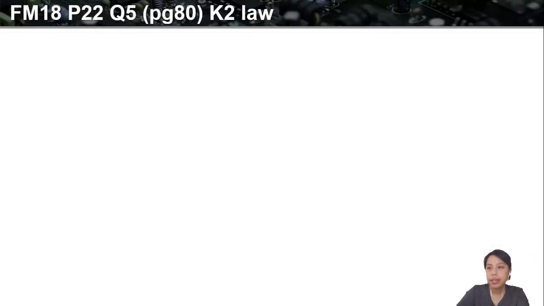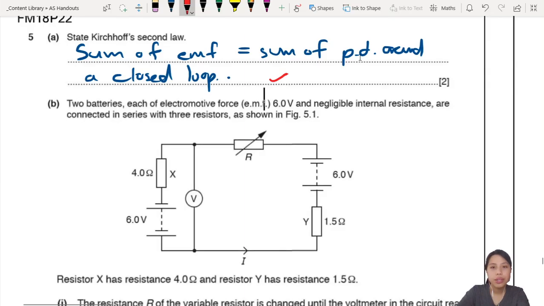What does that mean? Okay, let's see. You get an M1 mark if you talk about sums. If you said sum, only then do you get your A1 mark when you talk about loops. A1 and M1 are linked, okay? So 2 marks in total for this.